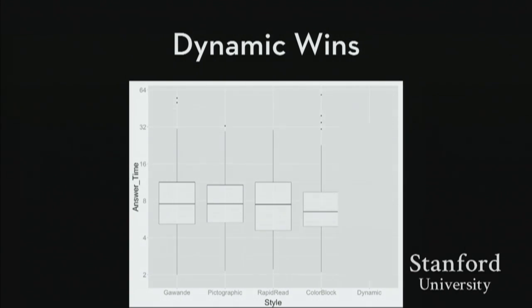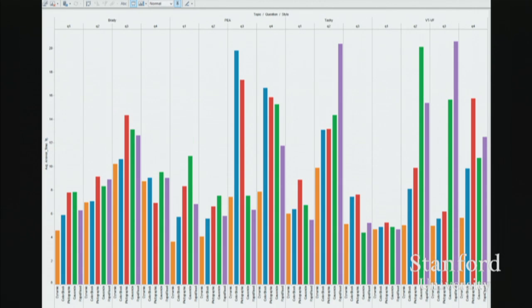The block aid was marginally better, but not quite statistically significant. And the dynamic aids were significantly faster to answer questions overall than any of the other aids, as you witnessed. However, there's more to the story.